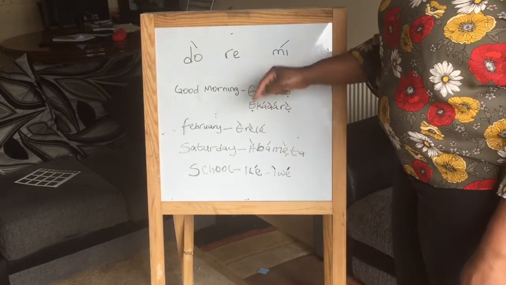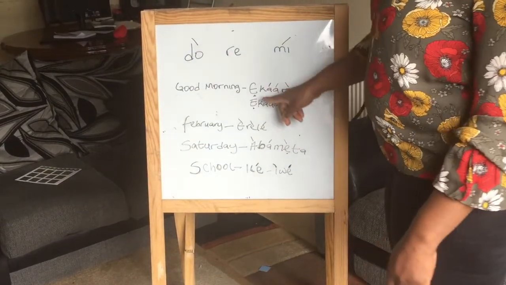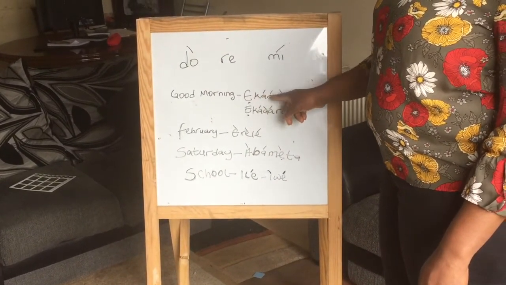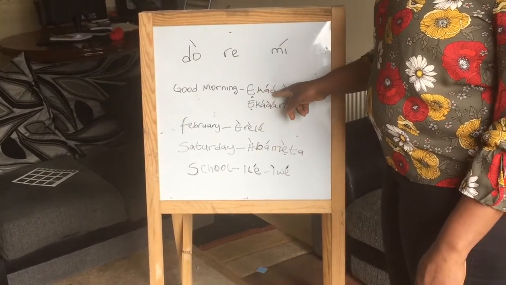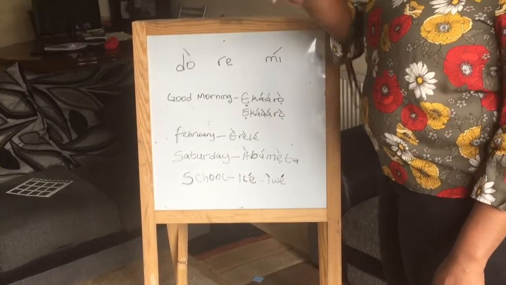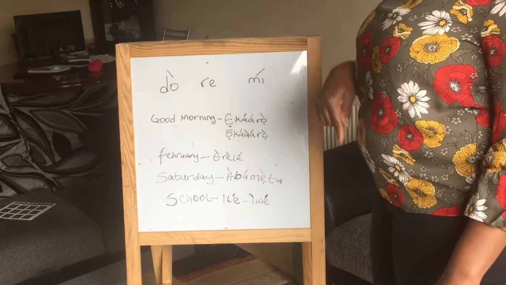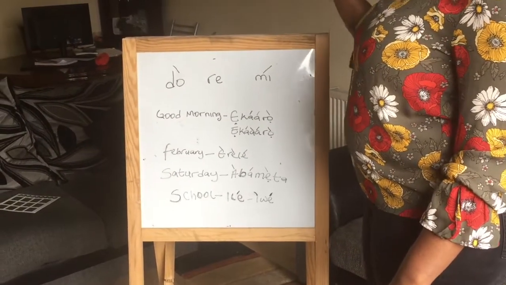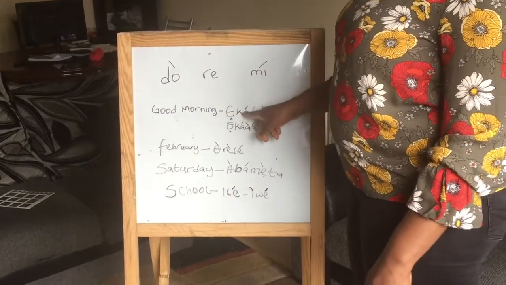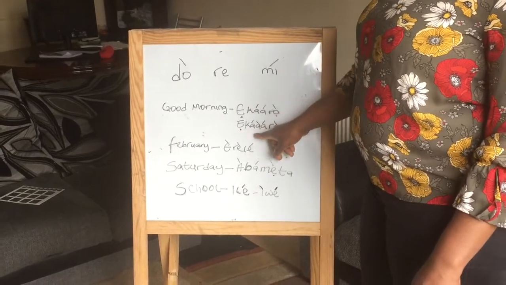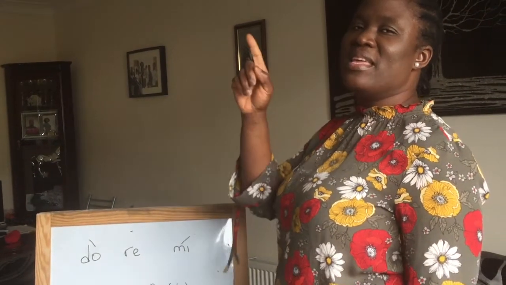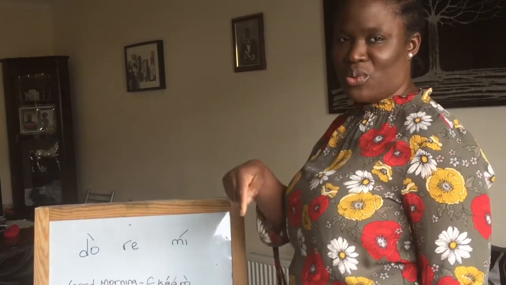Ekaro. Ekaro. Okay? So if you wanted to put a mark on this ekaro, it is re mi mi do. Ekaro. Re mi mi do. Ka, that's high pitch. Do, it's low pitch coming down. So ro. Ro. Re mi mi do. And if you want to say ro, re mi do mi do. Re mi do mi do.